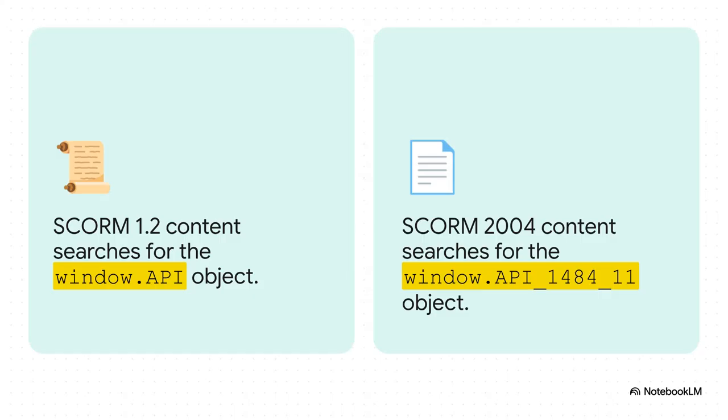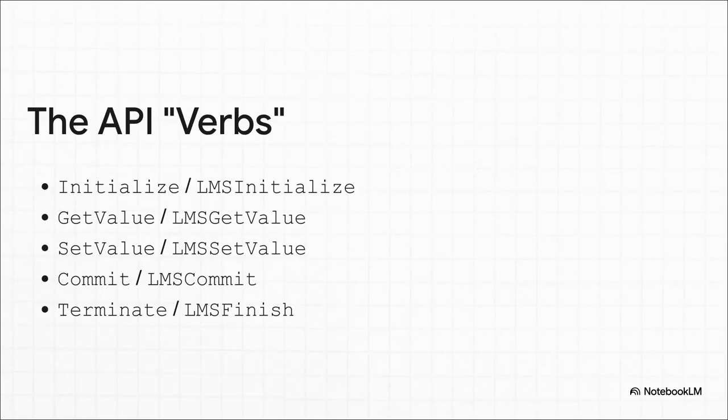First thing you absolutely need to know, the name of this all-important API object is different depending on the SCORM version. For the classic SCORM 1.2, it's looking for a nice and simple object named API. But for the newer SCORM 2004, it's looking for this much more, let's say, specific API_1484_11. So, right away, if you want your player to be compatible with both, it has to provide both of these names.